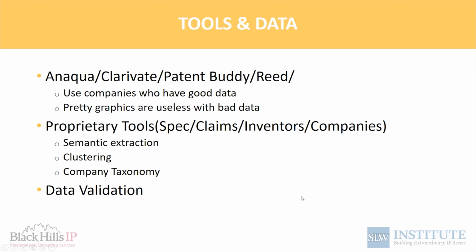Now, we use a number of proprietary tools as well that we developed at the law firm, because we're kind of weird that way. So we use a lot of semantic extraction to help us get places faster. We pivot around specs, we pivot around claims, we pivot around inventors. We do a lot of pivoting around companies.